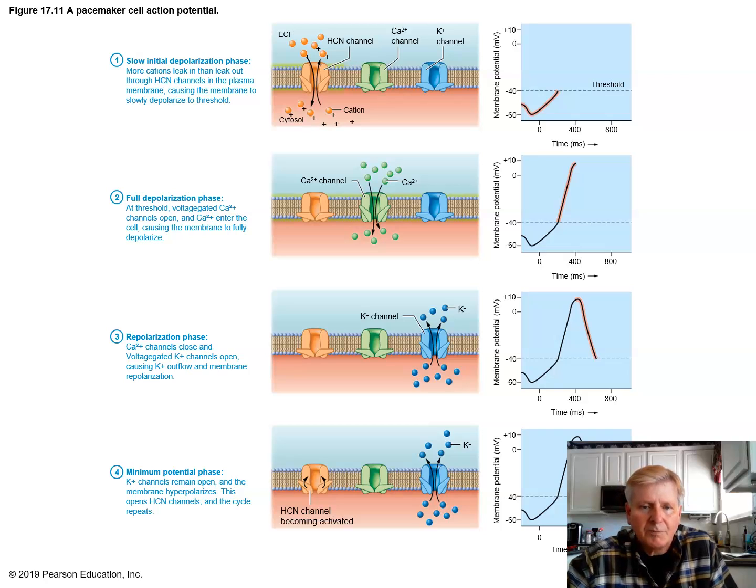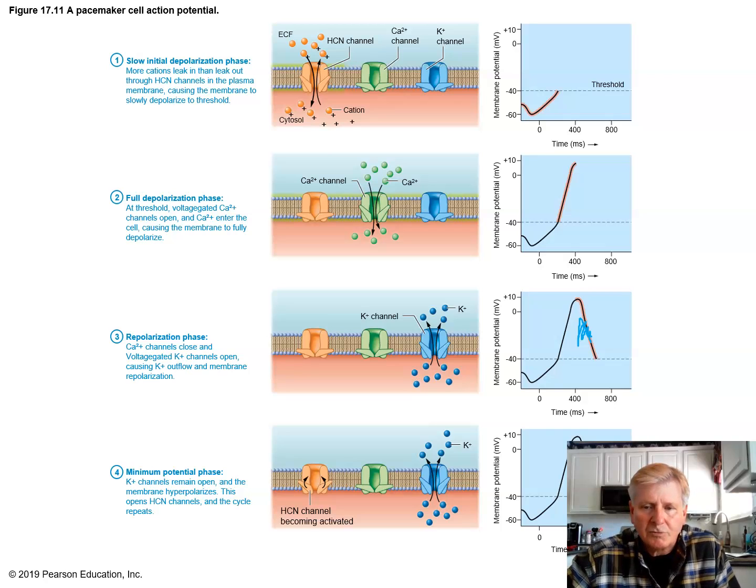Then the calcium channels close at about plus 10 millivolts in figure 3, and the voltage-gated potassium channels open up. And that causes the potassium to leave the cell, efflux, outflow, and the membrane then starts repolarization. That's what you see in the red area in figure 3. I'll outline it in blue here. This area right here.